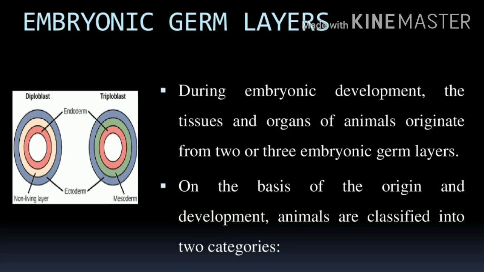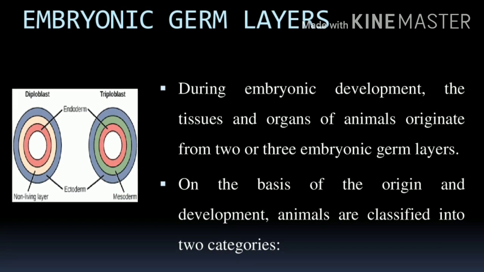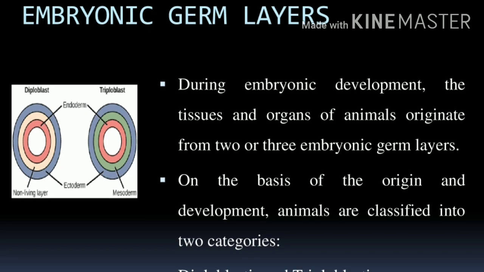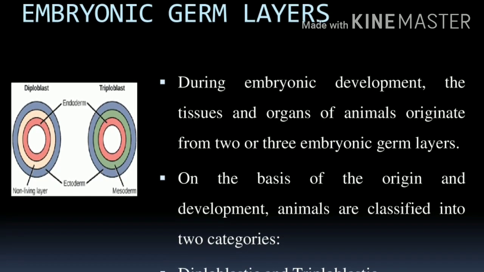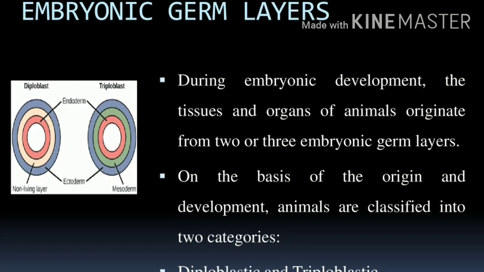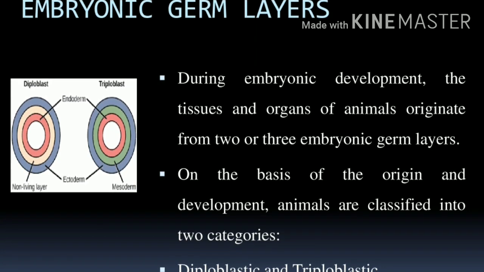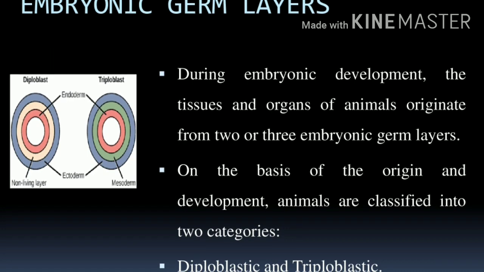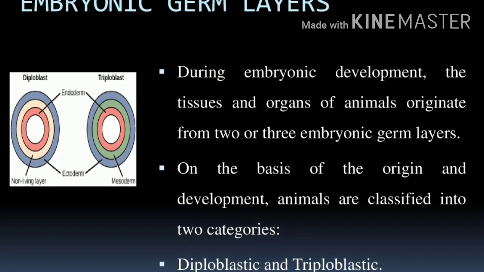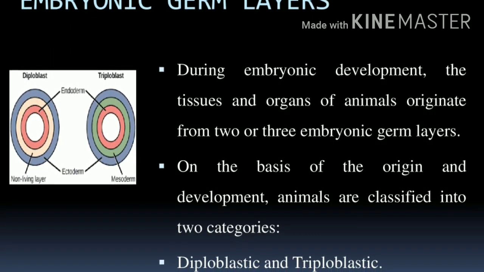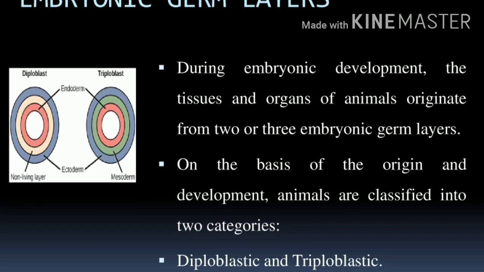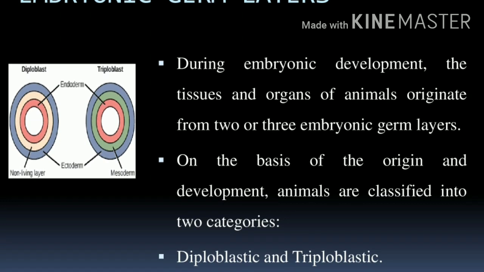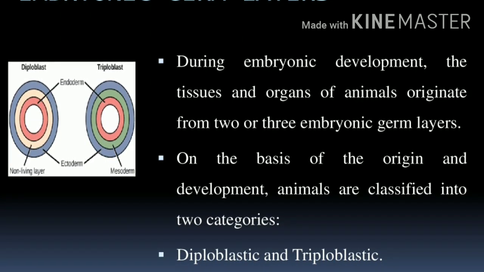What are embryonic germ layers? During embryonic development, the zygote forms through the process of fertilization. What is fertilization? The sperm cell and egg cell fuse to form a zygote. The zygote matures to form an embryo. During embryonic development, the tissues and organs of animals originate from two or three embryonic germ layers. So what are the two or three germ layers?